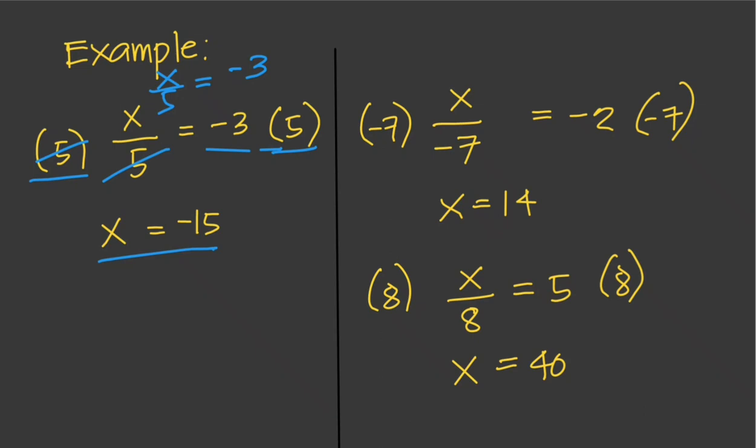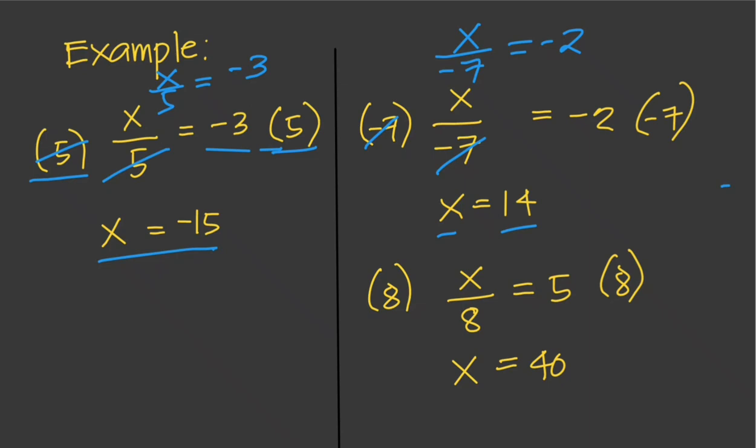And another one, x over negative 7 equals negative 2. So to get rid of negative 7 here, we multiply both sides by negative 7. So this cancels out. We'll be left with x, and negative 2 times negative 7 is just positive 14.